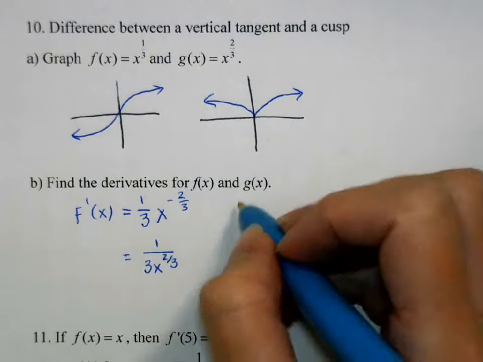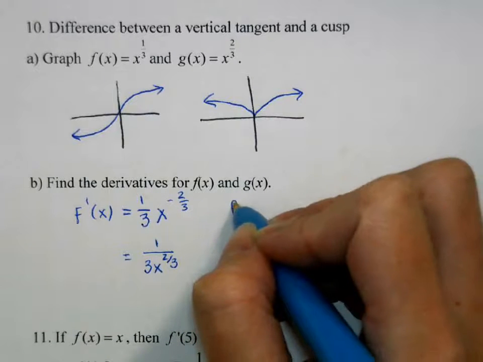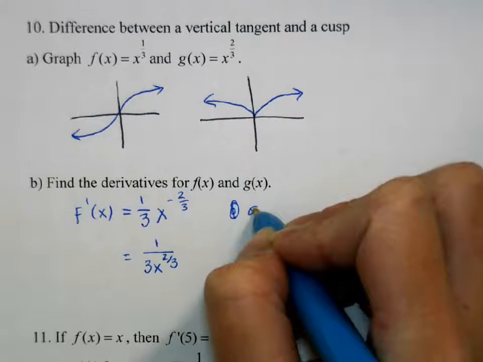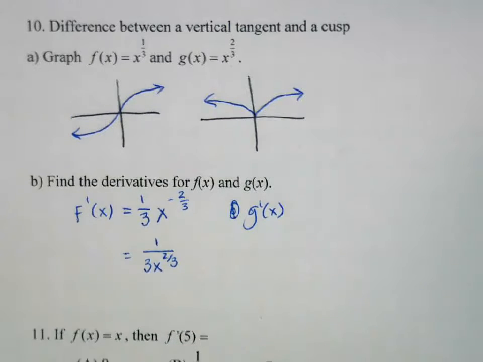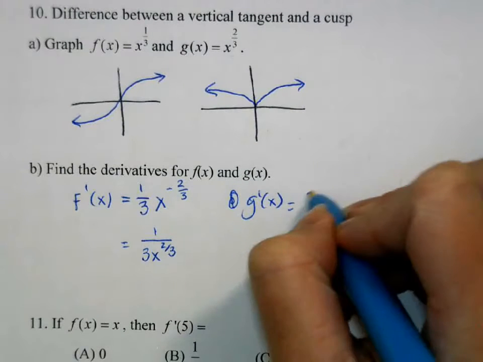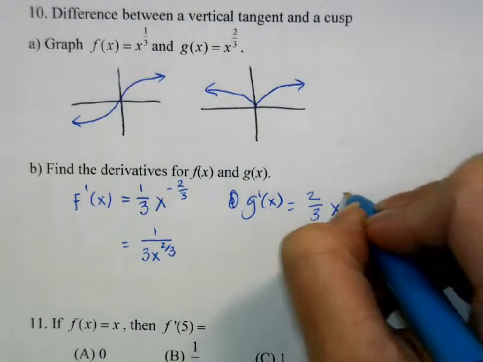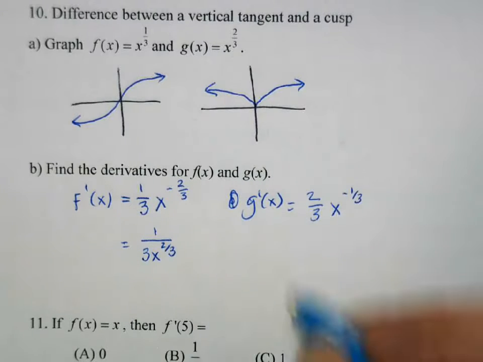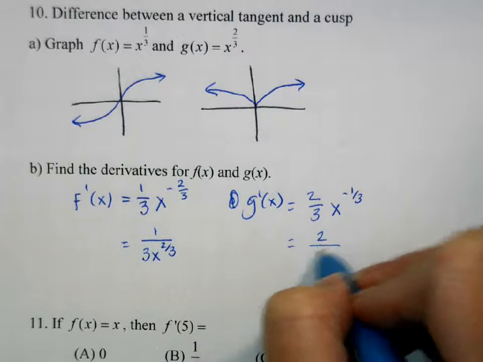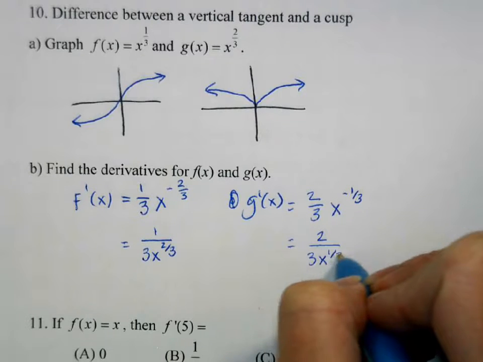Okay, g prime is going to be 2/3 x. If I subtract 1 from 2/3, we get negative 1/3, which is 2 over 3x to the 1/3. Okay, if I try to plug in 0, I'm going to get undefined graphically because there's a cusp.